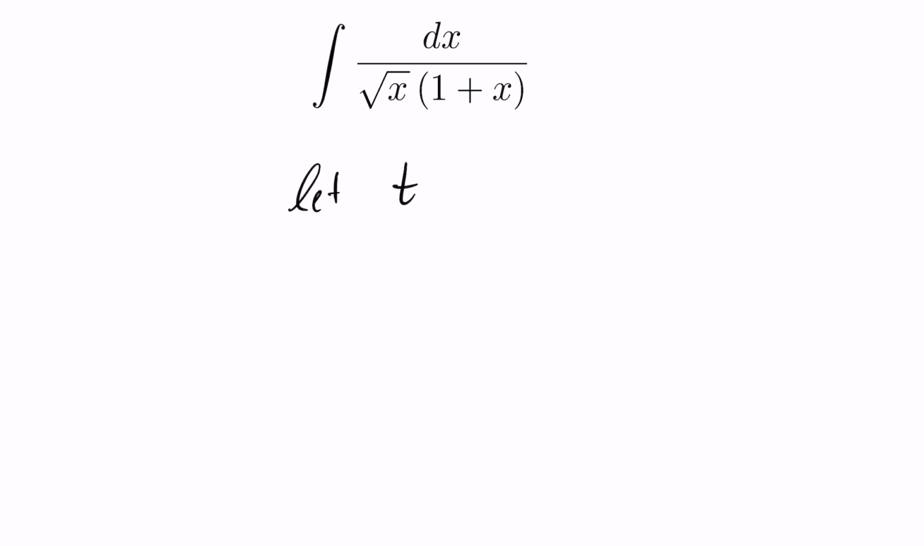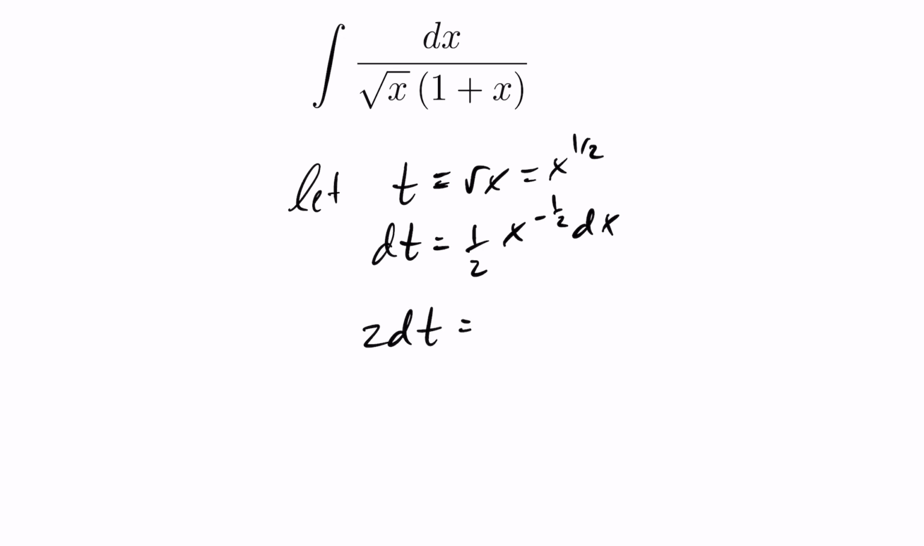I'm going to let t equal the root of x. And you notice right away, once I do that, this will end up being equal to x to the half. So dt is going to be 1/2 x to the minus 1/2 dx. In other words, 2 dt is going to equal dx over the root of x. So you can see I can replace the dx and the root of x with a 2 dt. Definitely making this quite easier.